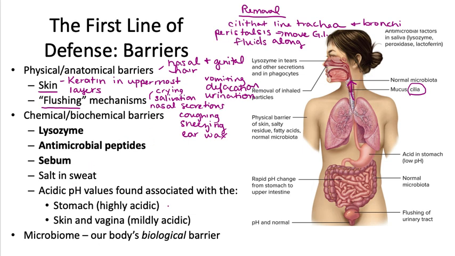So in our stomach, hydrochloric acid is secreted from the cells that line the stomach, and this gives it a very high acidity, or a very low pH of around 2 to 3. And that will kill a lot of microbes that enter the stomach. Other chemical barriers will include lysozyme found in our tears and sweat.